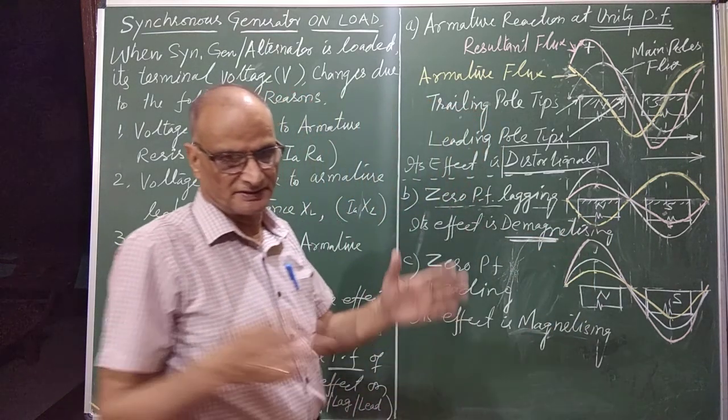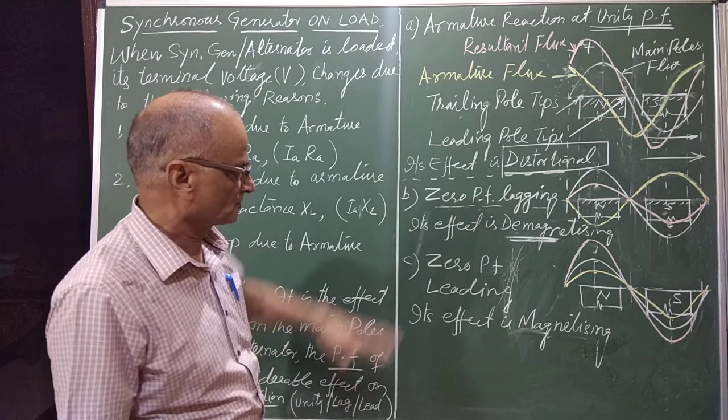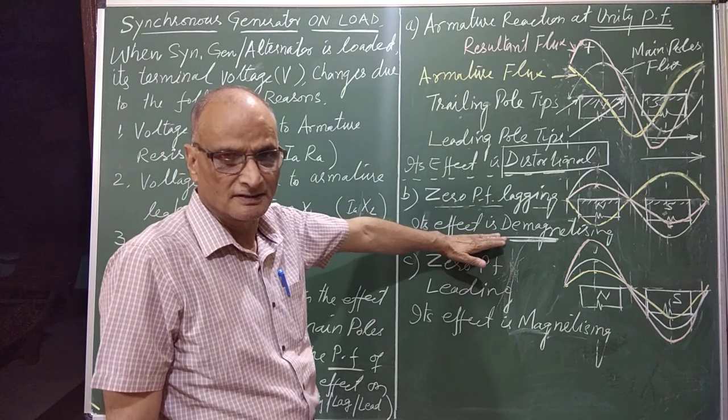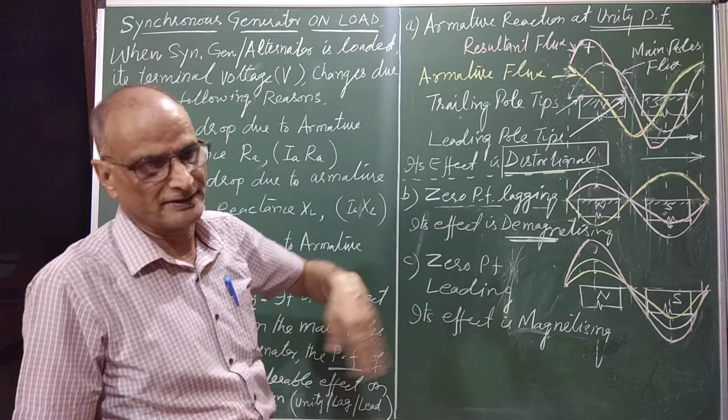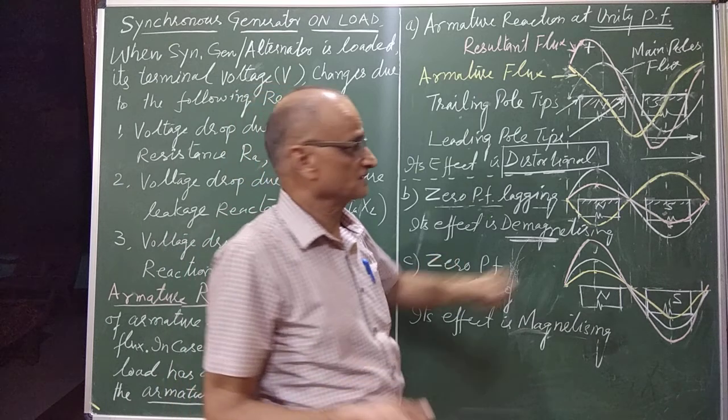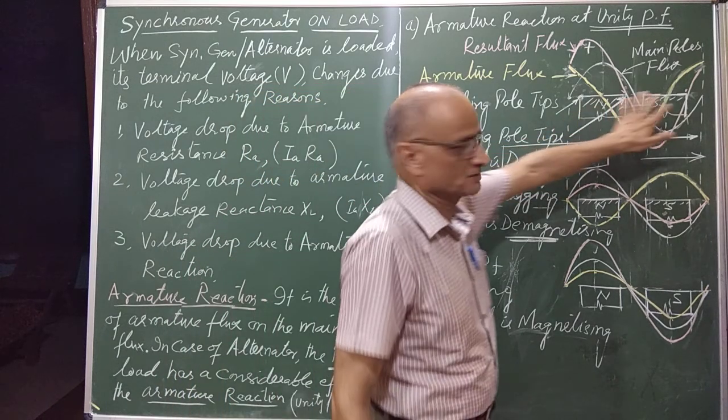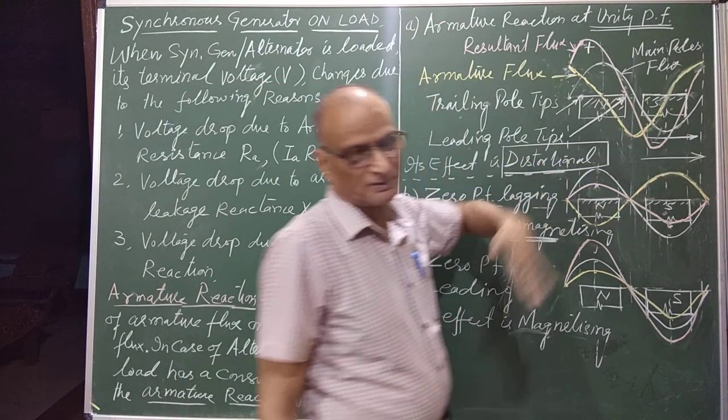Demagnetizing effect means it reduces the flux. So voltage accordingly decreased, and if you have to maintain the voltage, we have to increase the current of the main poles. So keep the voltage constant.